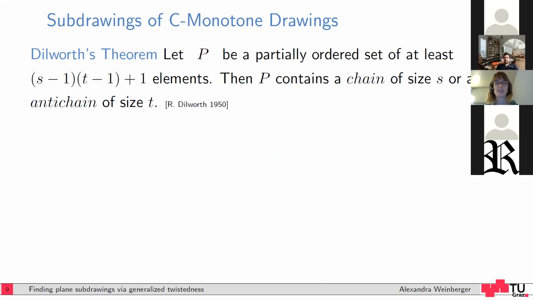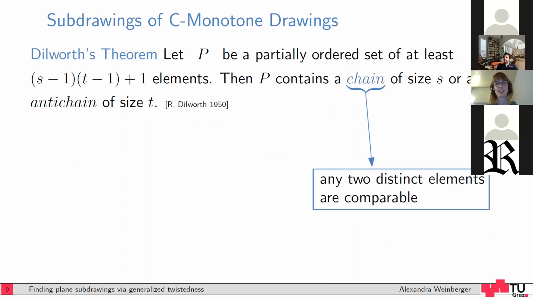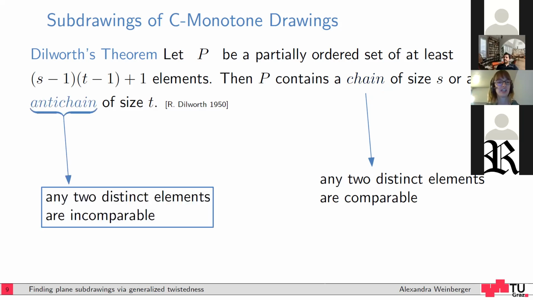Dilworth's theorem says that if we have a partially ordered set of at least s minus 1 times t minus 1 plus 1 elements, then it contains a chain of size s or an anti-chain of size t, where a chain is a subset of the partially ordered set in which any two distinct elements are comparable, and an anti-chain is a subset in which any two distinct elements are incomparable.